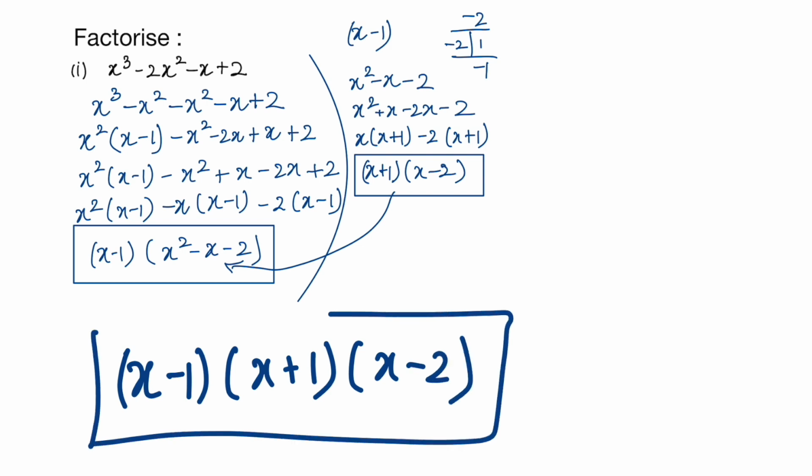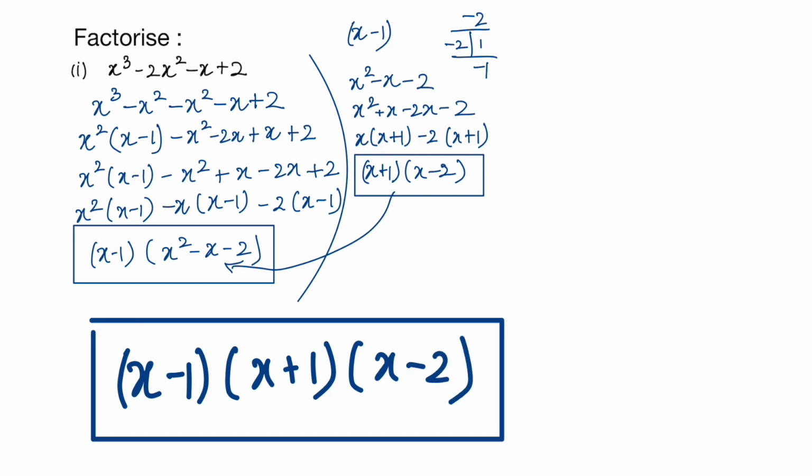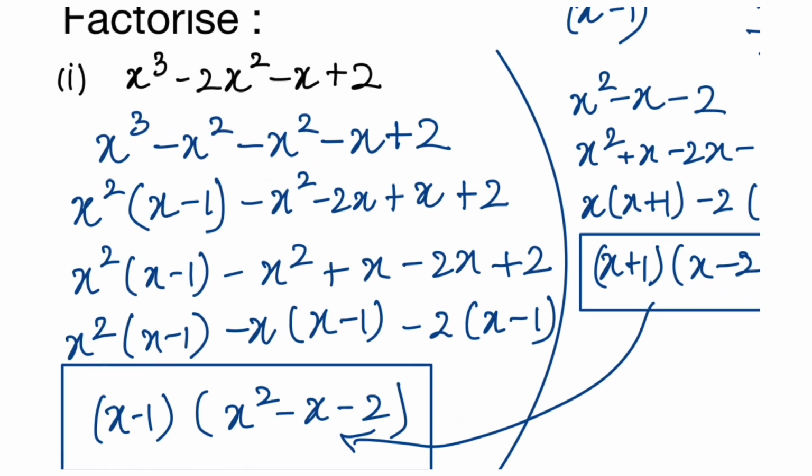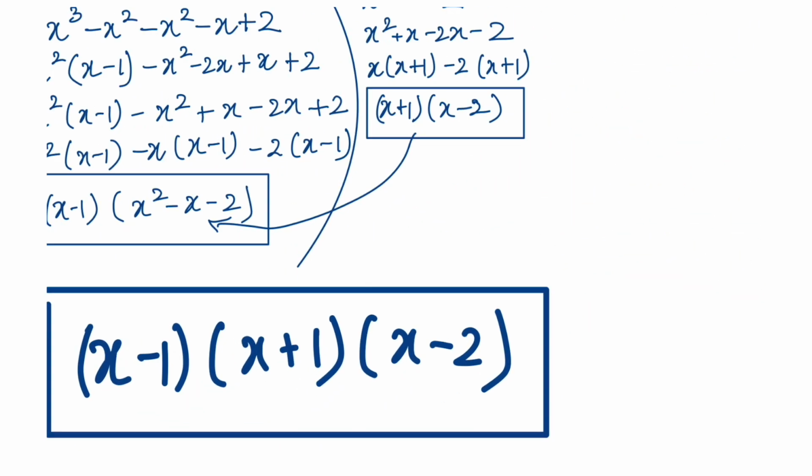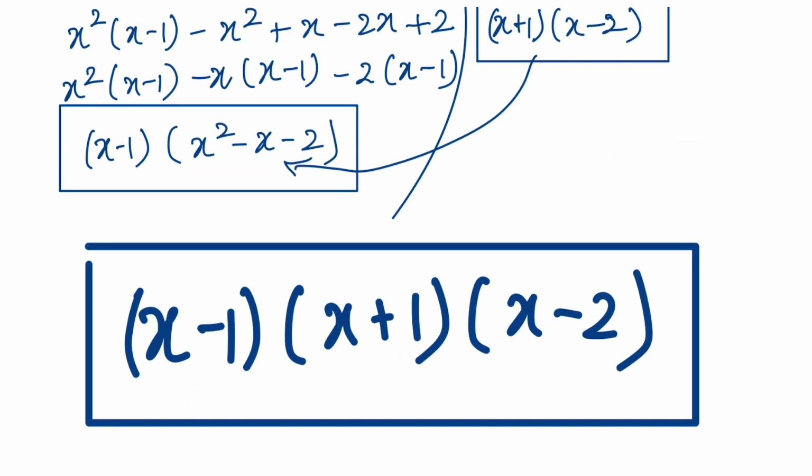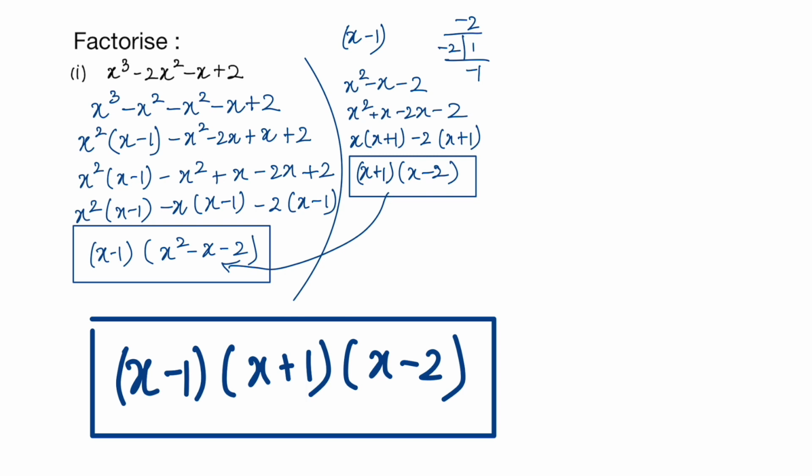Okay, so that is the factorized form of this cubic polynomial, which is x cube minus 2x square minus x plus 2, and this is the answer. This is the factorized form. Okay, so we have solved this.